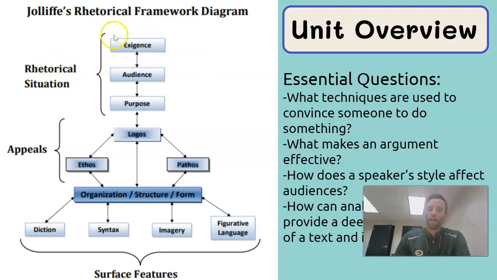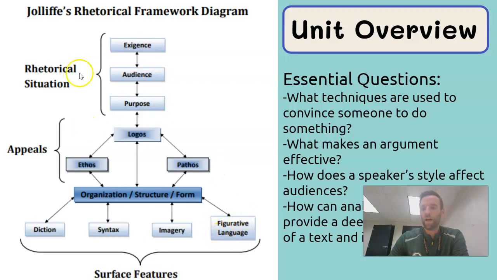You can see that the top section here, this little black thing separating it, is called the rhetorical situation. And exigence, audience, and purpose are the three key words in that section. Those were also on your vocabulary list from the other day. The second section is called the appeals. The appeals are ethos, logos, and pathos. Those are the three types of appeals we'll talk about. And then on the very bottom here we have what are called surface features, which is organization, structure, and form, and includes things like diction, syntax, imagery, and figurative language.